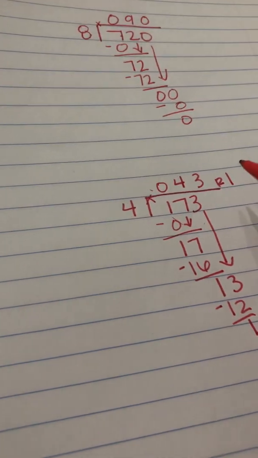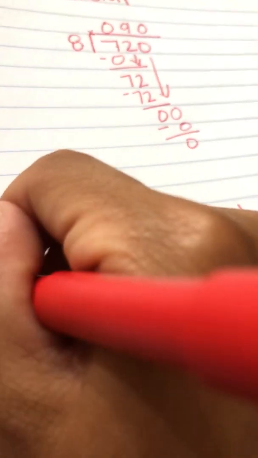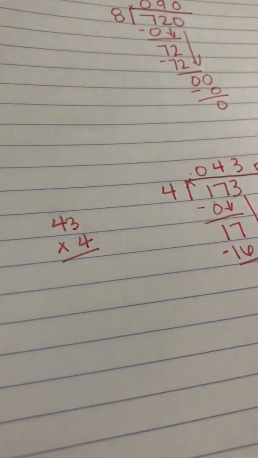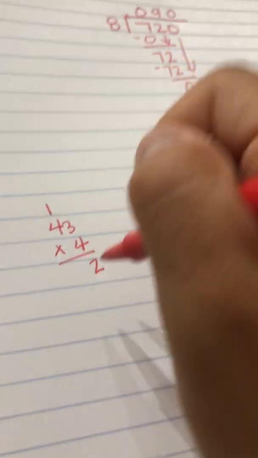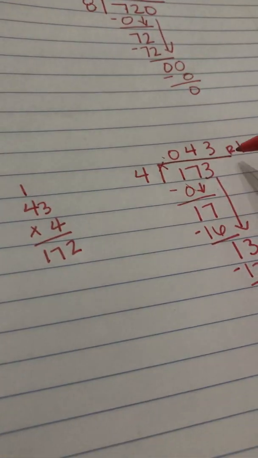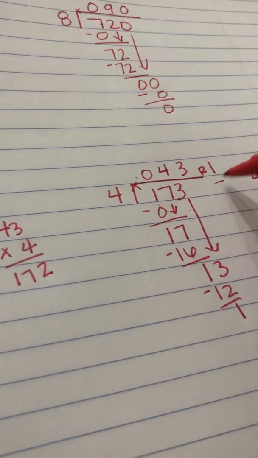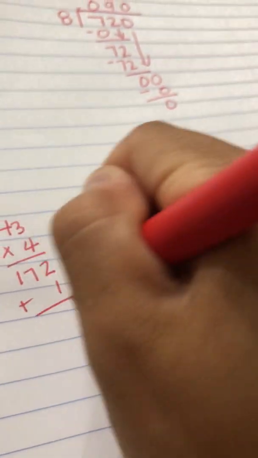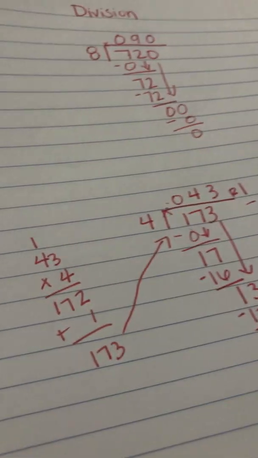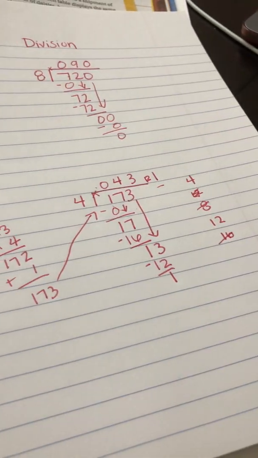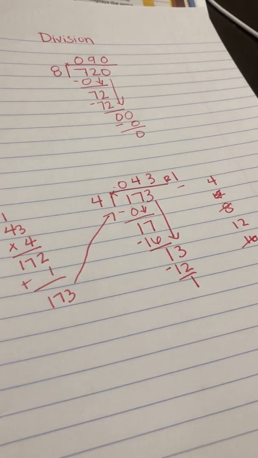And if we're ever confused about an answer, if we're uncertain if it's right, we can always multiply. So let's do 43 times 4, and let's see what we get. And don't forget, you have to add your remainder at the end, and I'll show you how. So 12, 16, 17, plus your remainder, plus 1. So plus 1, and do we get 173 like we have in that box? We sure do, so we know that is the right answer. And hopefully this helps out a little bit.